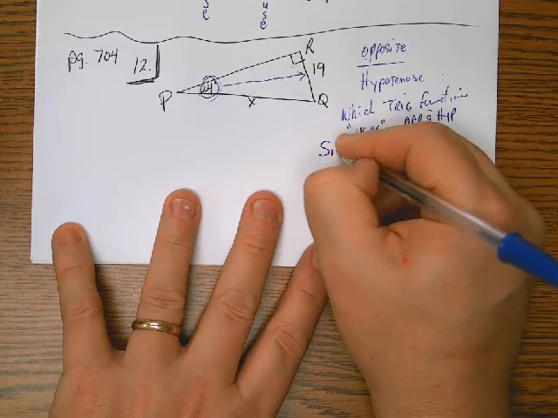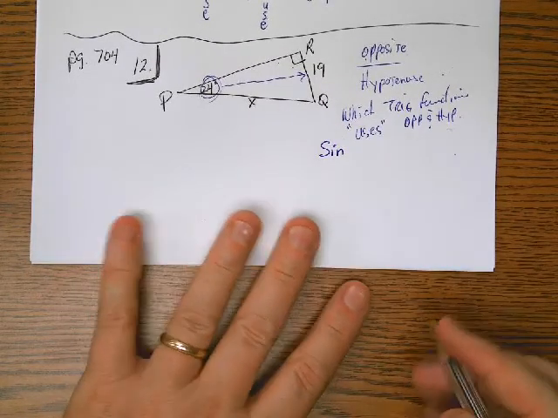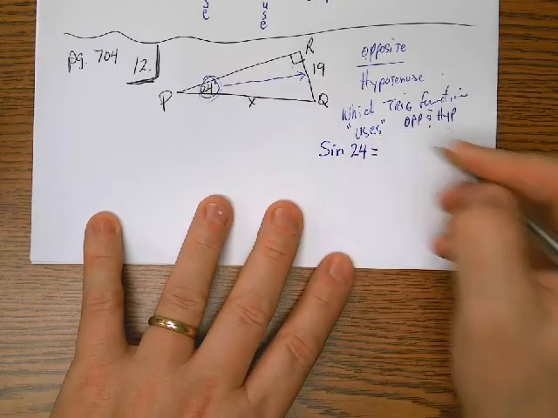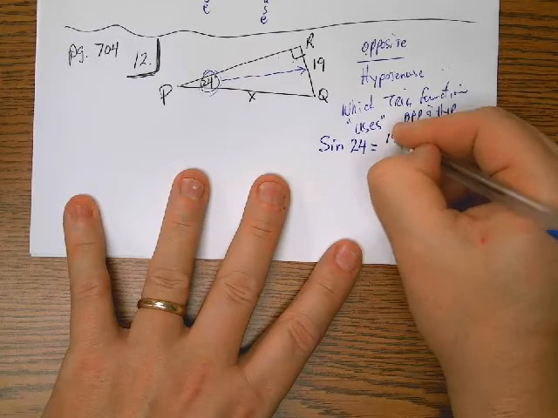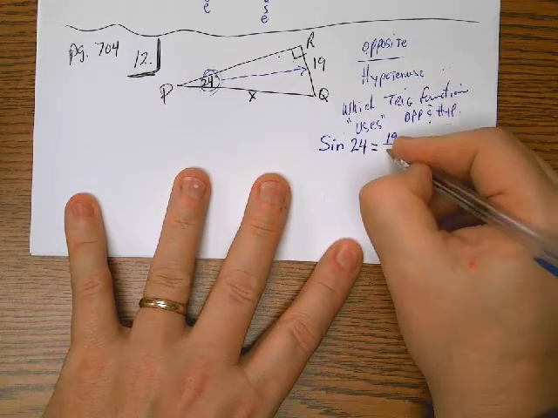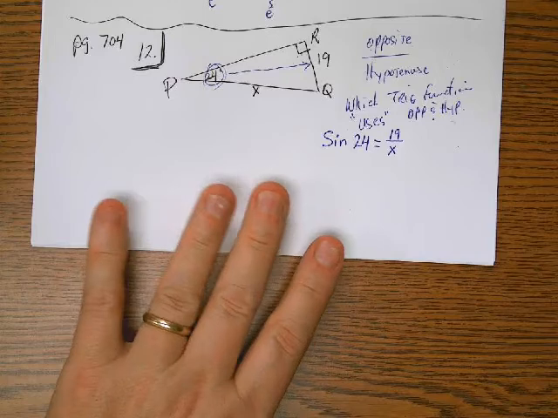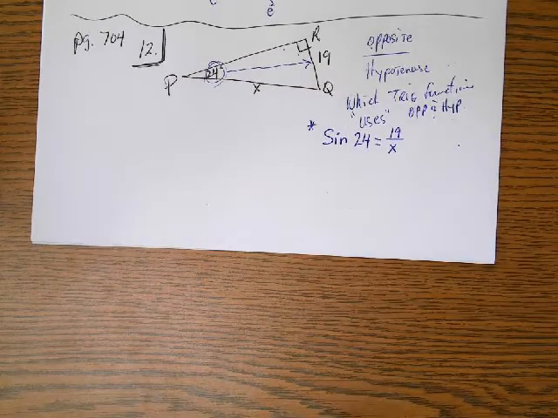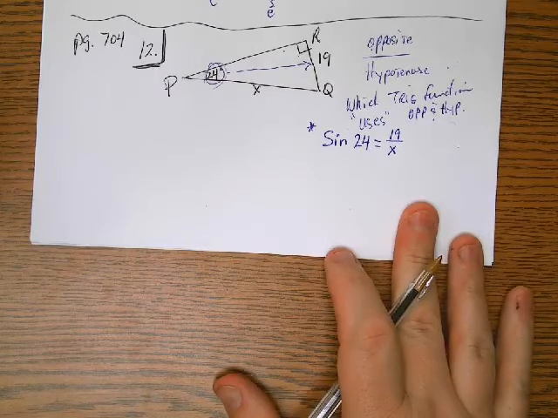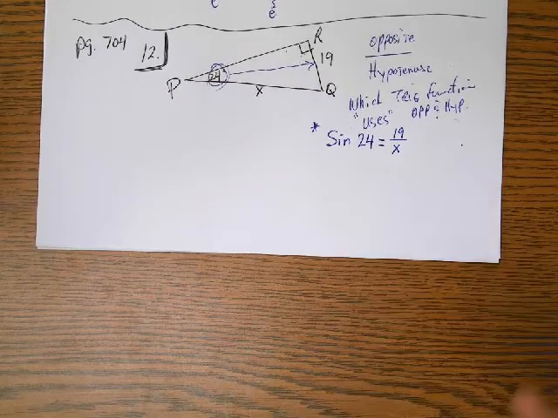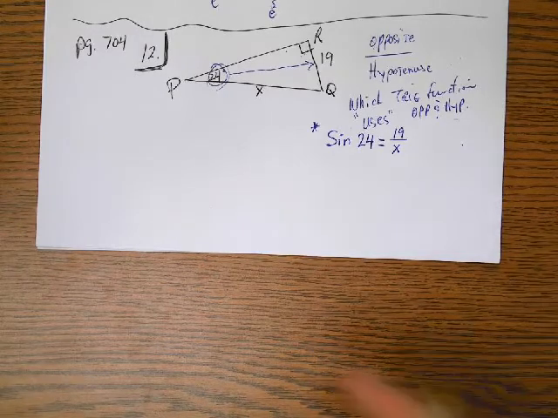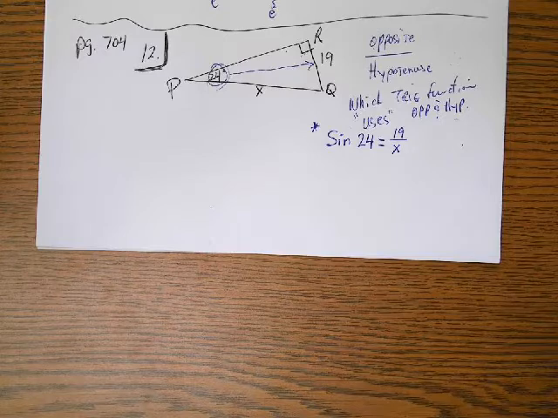So we're going to go sine. We're going to abbreviate sine and use the word sin, but we still pronounce it sine. Sine of 24 degrees is equal to 19, which is the opposite, over the hypotenuse, x. Does everyone see how I generated that equation? I just basically, from what was given in the problem, had this inner dialogue going on in my head: which trig function do I need to use? Well, since they've given us the opposite side and the hypotenuse, I'm going to use sine. Everyone got it?